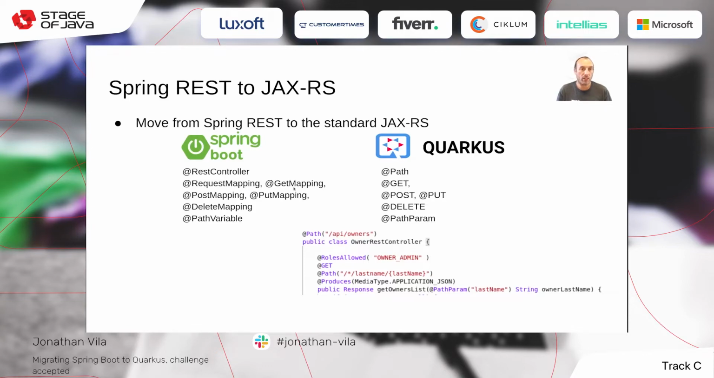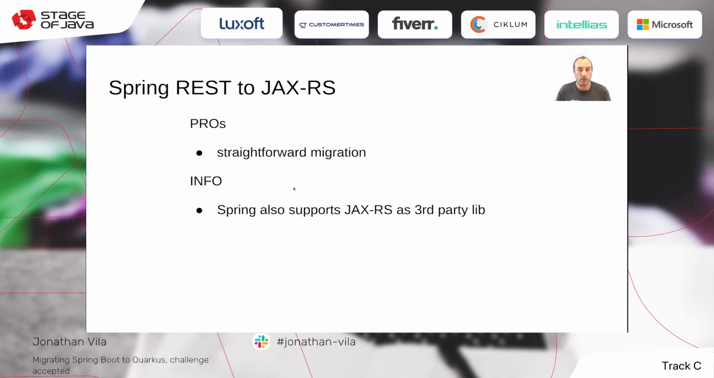Regarding Spring REST, it's a matter of moving to JAX-RS, and we need to rewrite the annotations. So if you are using request mapping, then you need to break down this annotation into 3, but if not, it's a matter of a string replace, using one annotation in place of another, and the result is very similar, so that's fine.